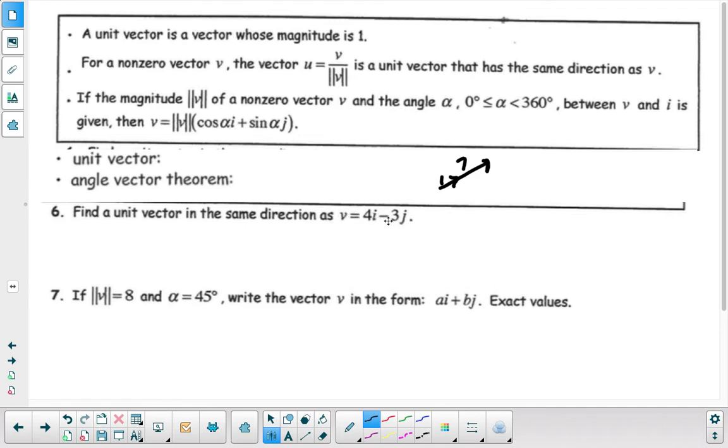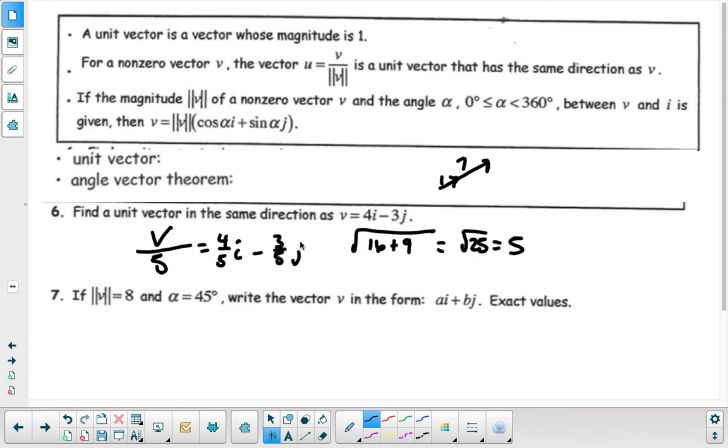Unit vector with the same direction as this, so we have v, we need to figure out what the magnitude of v is. So taking that squared plus -3 squared, we've done this before, square root of 25, which is 5. So v divided by 5 will give us a unit vector. v divided by 5 is 4/5 i minus 3/5 j. And this is a unit vector that has the same direction as v.